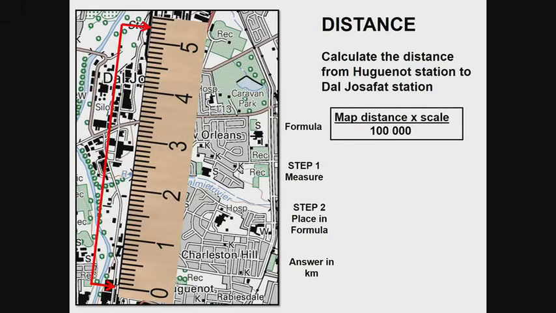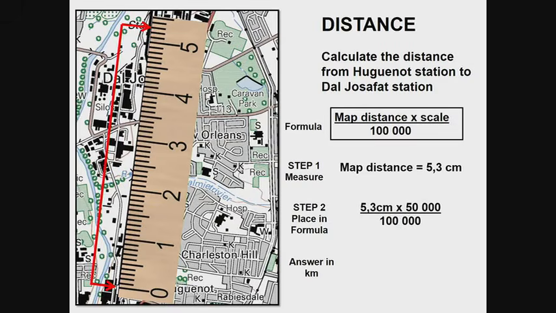Right, step one, we measure. We use your ruler, measure the distance. 5.3. Between those 2 points, the distance on the map is 5.3 centimeters. Please write down your units. It's important. You lose marks in the exam when you don't indicate the units. So we measured 5.3. We're multiplying by 50,000. Why? The scale of our topographical map is 1:50,000. But 5.3 times 50,000 is going to give me an answer in centimeters. So I divide by 100,000 so I can get an answer in kilometers. And my answer will be 2.65.